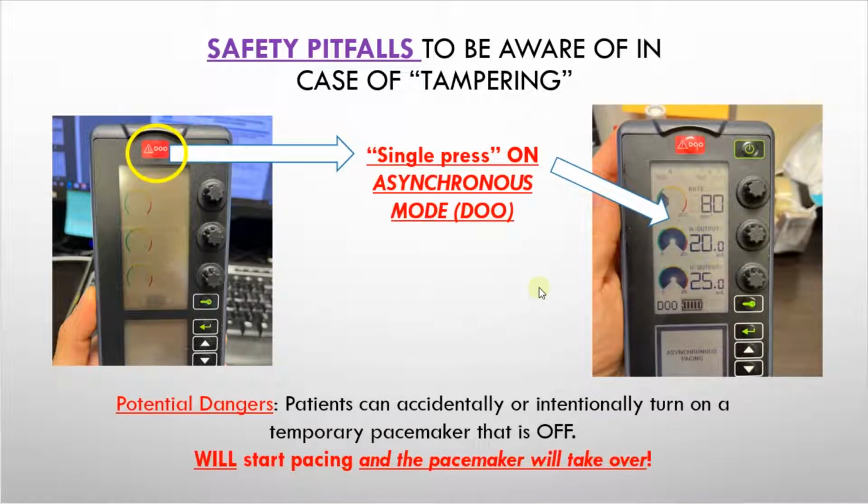Which brings us to also another pitfall here, the DOO button at the very top, the asynchronous mode. It is also a single press button. Okay, potential dangers of this could be that this button could be accidentally pressed, and then the patient will be paced at an atrial output of 20, ventricular output of 20 milliamps, and a rate of 80.